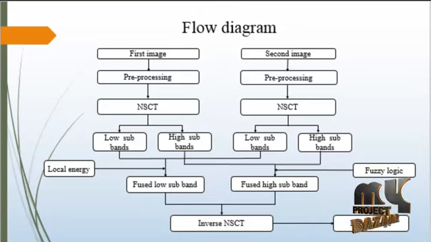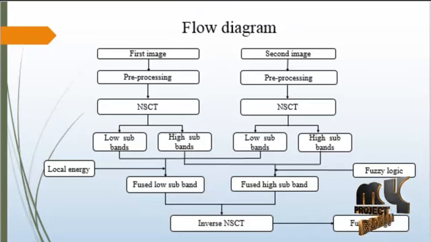After transformation, we get both low subband and high subband images as output. For the low subband, we fuse the coefficients with local energy, and the high subband coefficients with fuzzy logic. Fuzzy logic is a form of many-valued logic in which the truth values of variables may be any real number between 0 and 1, considered to be fuzzy.